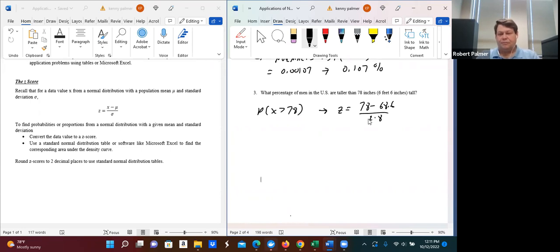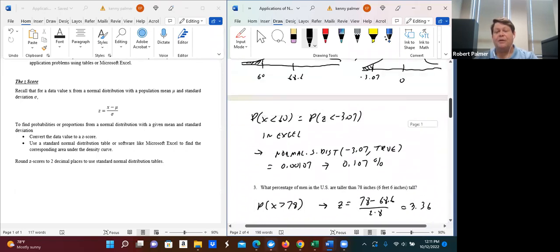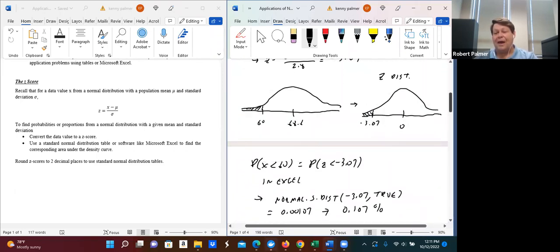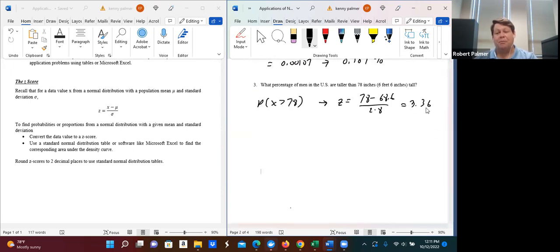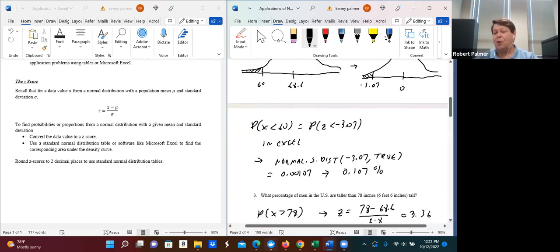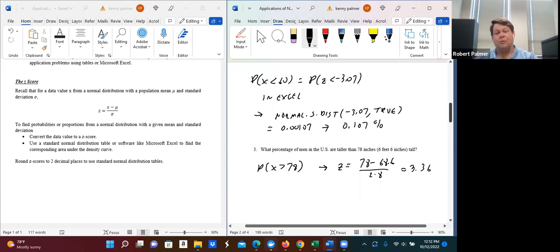Calculate that. We expect it's probably going to be over 2 standard deviations, or a z-score over 2, but we'll see. So 78 minus 68.6 divided by 2.8 is actually about, to 2 decimal places, 3.36. If we compare negative 3.07 and 3.36 in terms of which one is further from the mean, this one is actually further from the mean. And since this is a symmetric distribution, we expect the probability to be less than the last one. That's one thing we'll check.